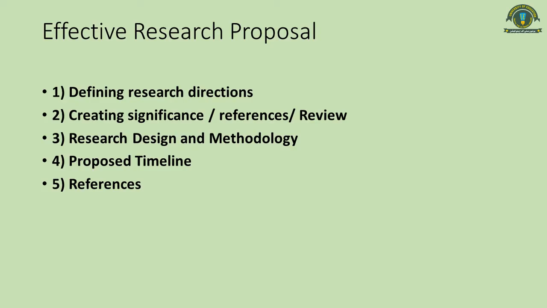There are mainly 5 steps that we have to follow while writing a research proposal. The first one is defining research direction. The second one is creating significance, references, literature review. The third one is research design and methodology. The fourth one is proposed timeline, and the last one is references.